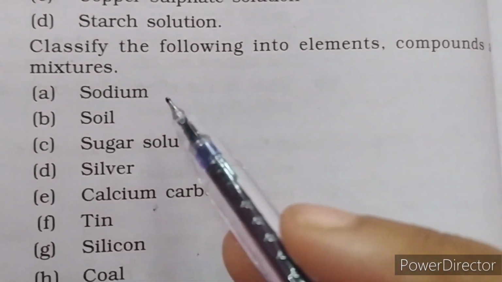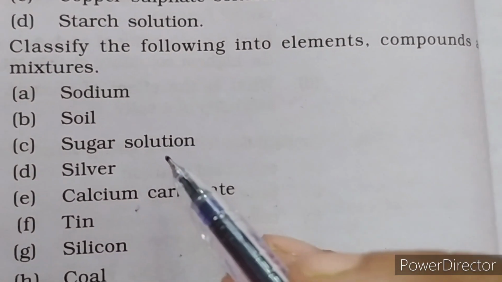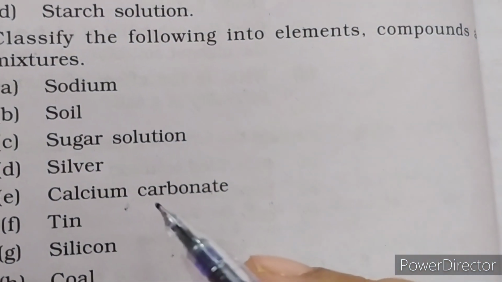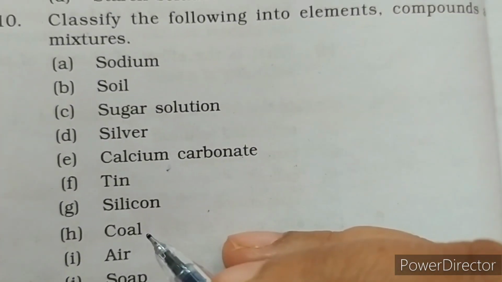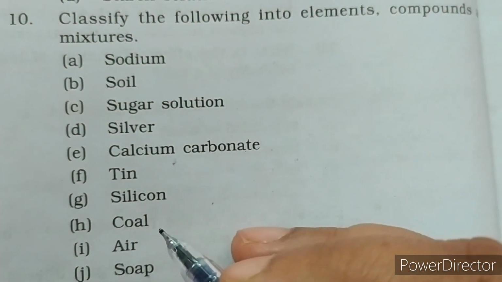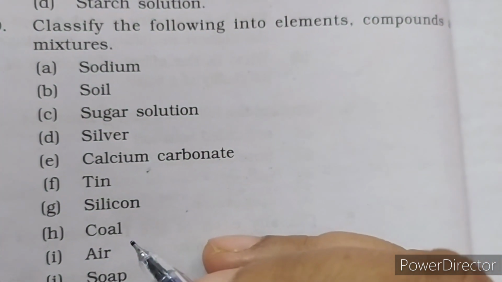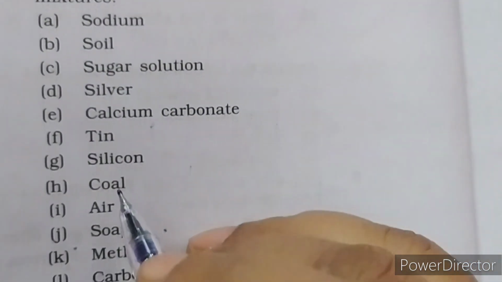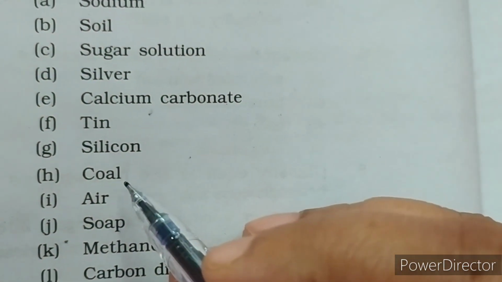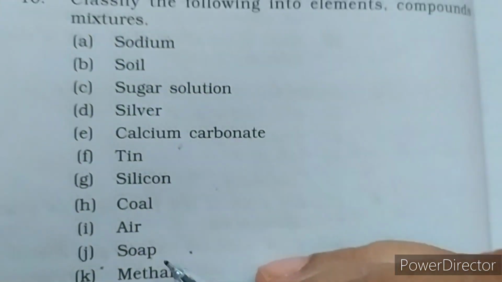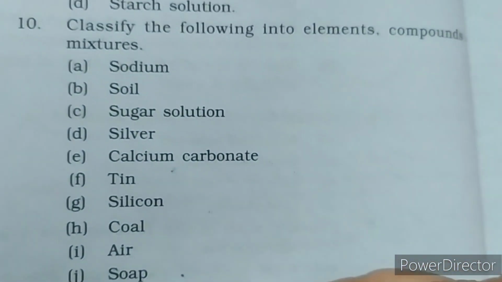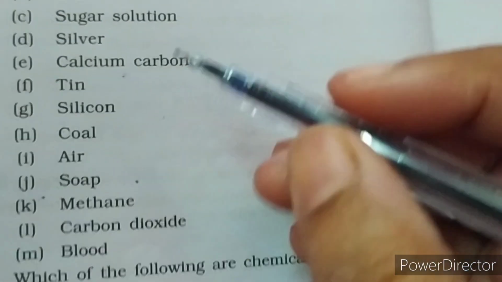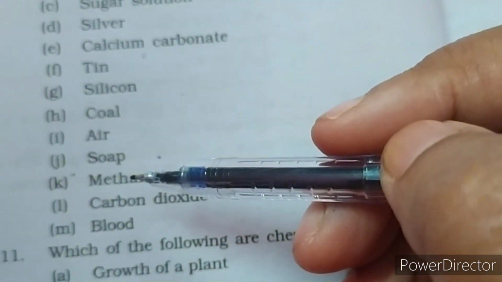Sodium is an element, soil is a mixture, sugar solution is a mixture, silver is an element, calcium carbonate is a compound, tin is an element, silicon is an element, coal is made up of carbon. So you will write it in elements, but coal is made up of some other substances also, so it contains impurities also. So coal is a mixture, air is a mixture, soap is a mixture, methane is a compound, so it will come under compound, carbon dioxide is a compound, and blood is a mixture. So these are categorized into elements, compounds and mixtures.